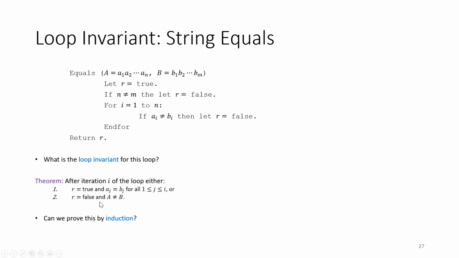Also, if at the end we end up with R equal true after the last iteration, then I replaced here with N is exactly the condition for when they're equal. So it looks like we've got this set up in a way that will help us with our proof of correctness. So let's try and prove this with some induction.